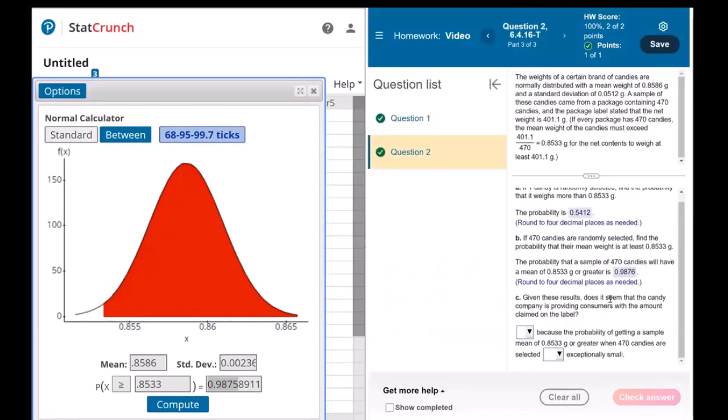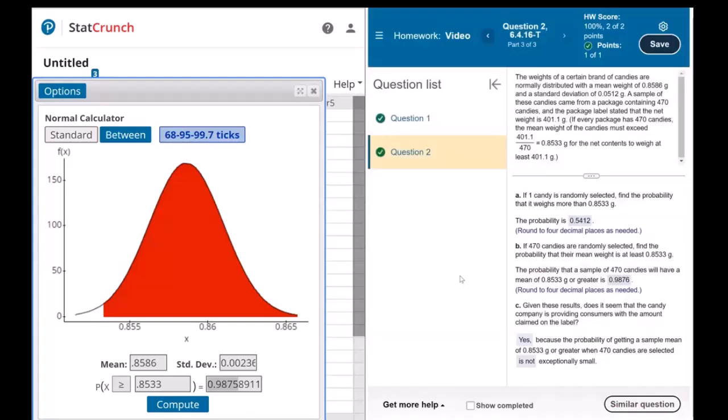Given these results, does it seem that the candy company is providing consumers with the amount claimed on the label? Yes, because the probability of getting a sample mean of 0.8533 or greater when 470 candies are selected is not exceptionally small. The probability is very big. It's almost 100% probability. We should be getting what we pay for.